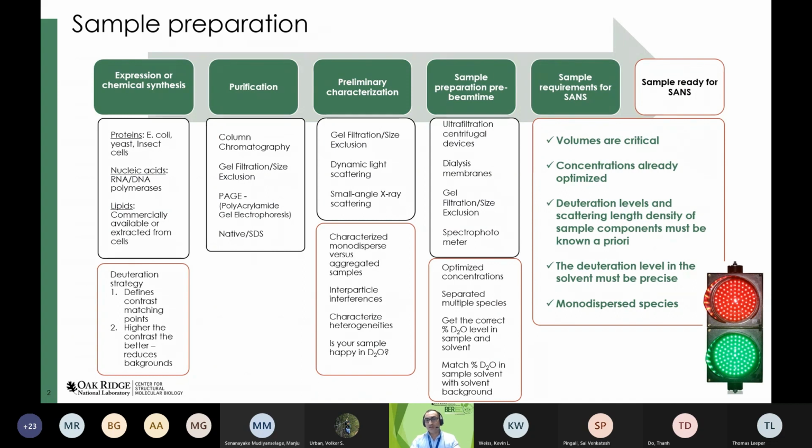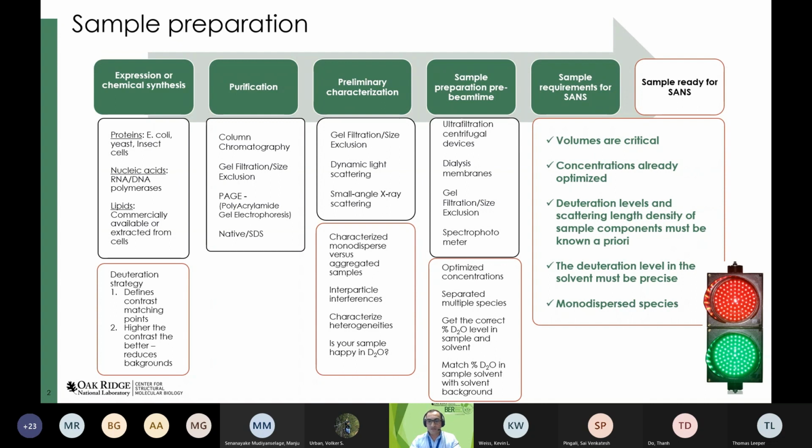So volumes are critical during sample preparation. We need a larger volume, 320 microliters of sample. It's not large compared with other techniques, but it's still a lot of material to do a SANS experiment. So it's better to have enough material so you can prepare all the samples. Concentration should already be optimized before the beam time, so you can target how long you are going to need to measure those samples.